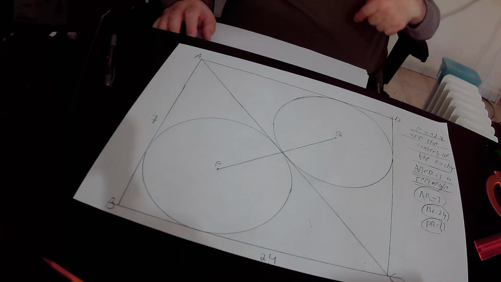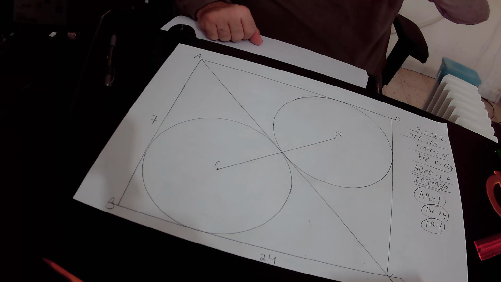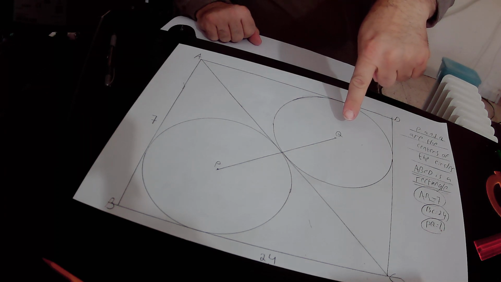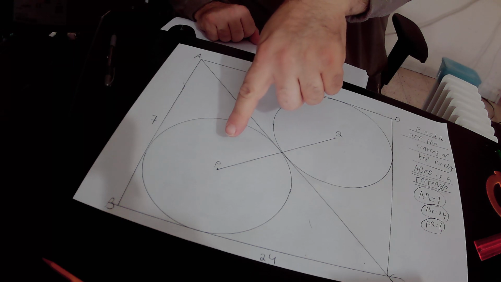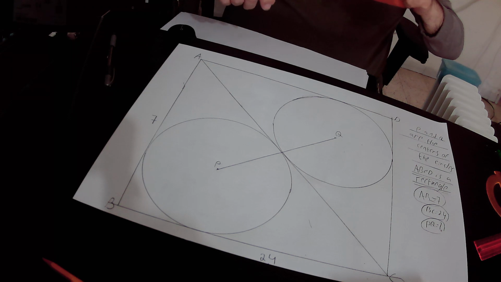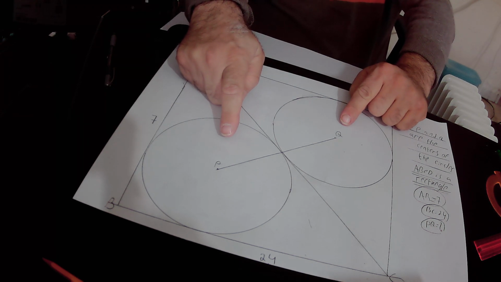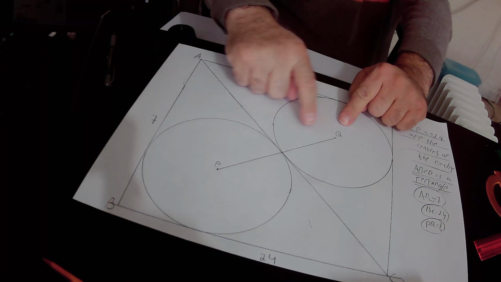Now in this lecture we'll find out the distance between the centers of two circles. In the drawing we have rectangle ABCD. Inside this rectangle we have two circles. The center of this circle is here at point Q. The center of this circle is here at point P. Our mission is to find out the distance between the centers of those two circles, that is to say, the length of line segment QP.